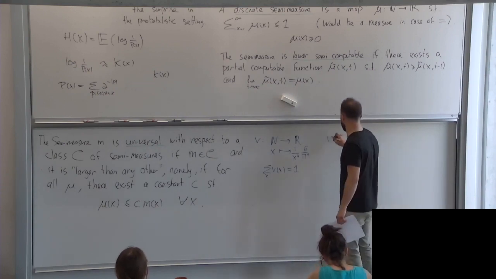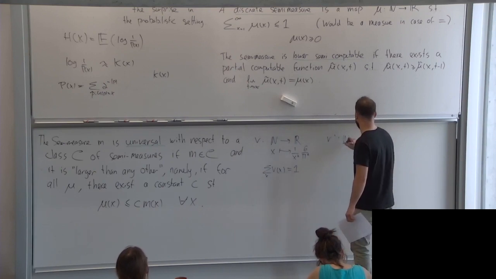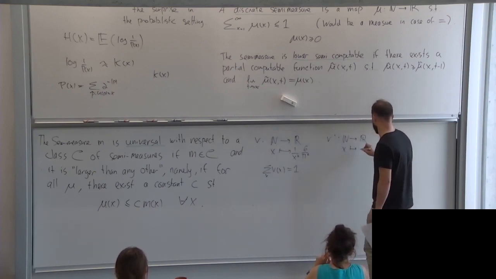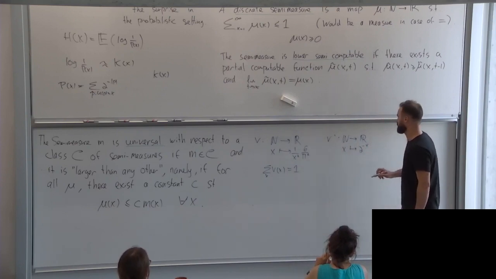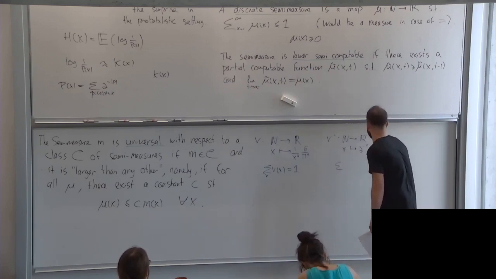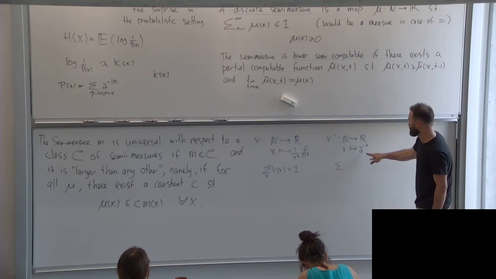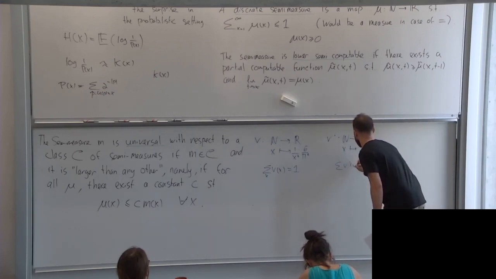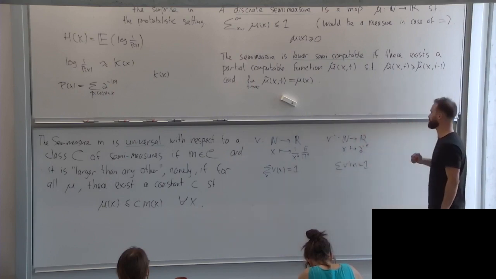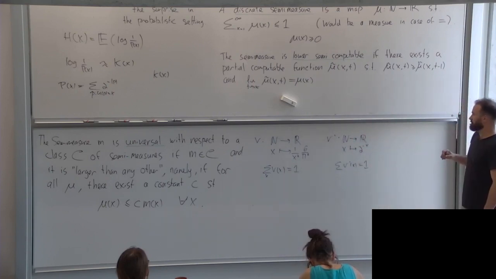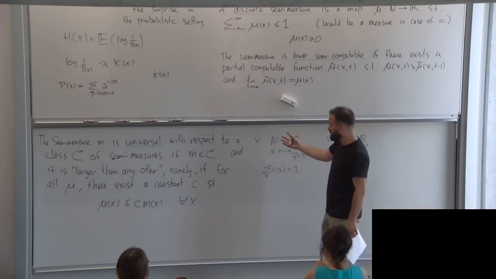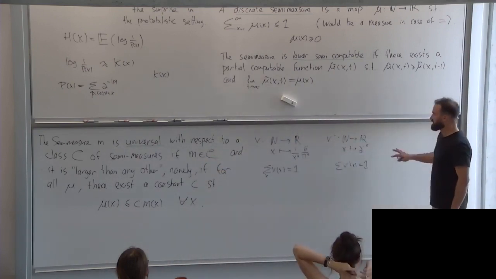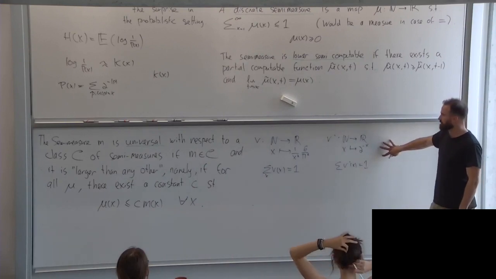Like another one, nu prime will be n to r, and I map x to 2 to the minus x. Since the sum of 2 to the minus x from 1 to infinity is 1, it's already normalized. So the sum of nu prime of x is already 1. We're good. Okay, what does this relation of domination mean? Well, it has to do with the speed at which it converges.